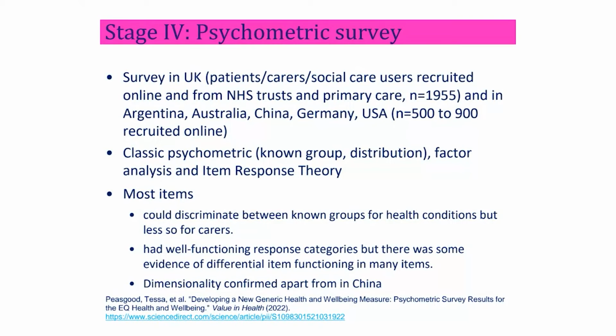These items were subjected to a full psychometric testing using known group differences. We also undertook factor analysis to check the dimensional structure and also item response theory to understand better the items. And essentially we found that we could discriminate between known groups for health conditions, but less so for carers. We had essentially well-functioning response categories for each of the items, but there was some evidence of differential item functioning. And the dimensionality was confirmed, except there were some issues in China, particularly around the emotional items.